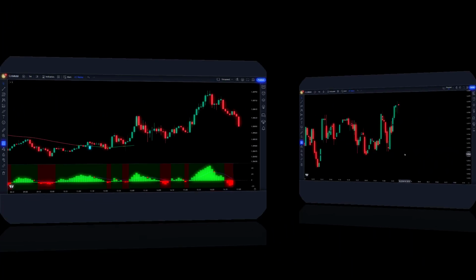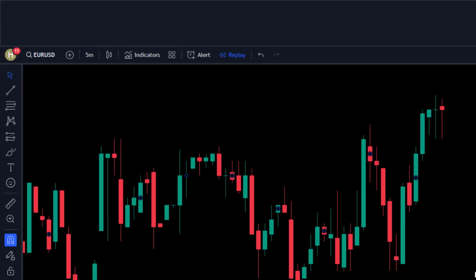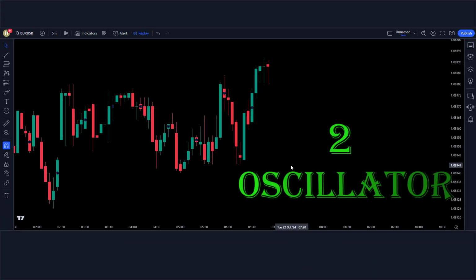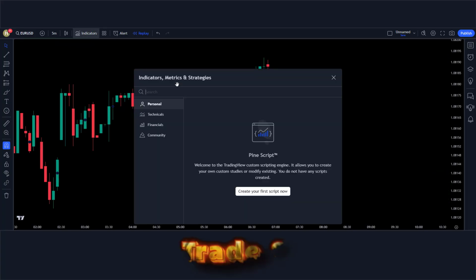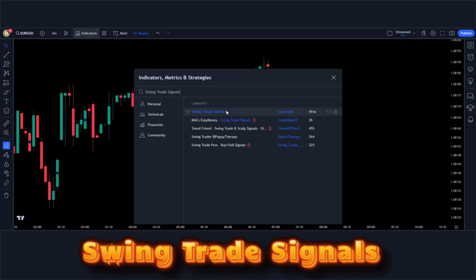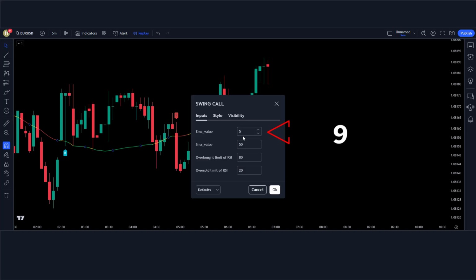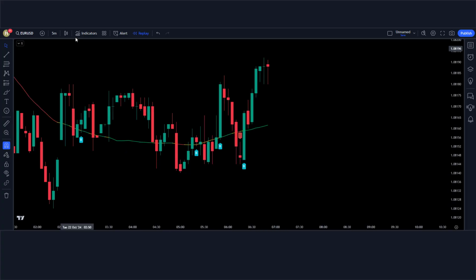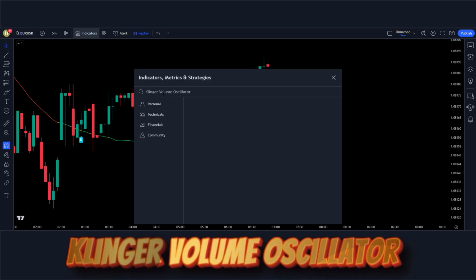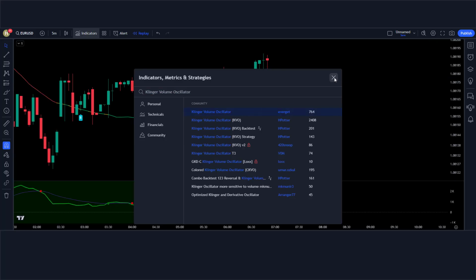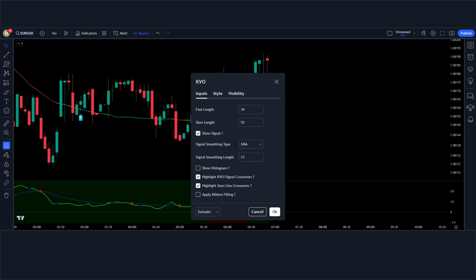So let's get started. Now let's create a trading setup. We are going to test this strategy on the 5-minute time frame in the EUR/USD chart. In this setup we would require two oscillators. The first indicator name is Swing Trade Signals. Keep the indicator settings as I have shown here. The second indicator name is Klinger Volume Oscillator. Keep the indicator settings as I have shown here.